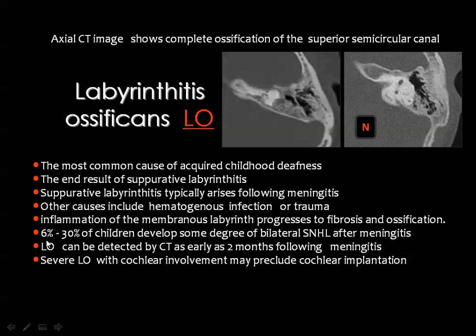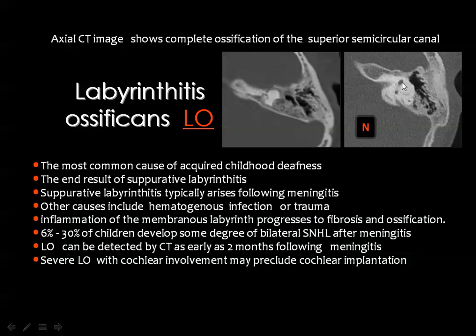There are less common causes, including hematogenous extension of the inflammatory process to the labyrinth or secondary to trauma. Then inflammation of the membranous labyrinth will lead to fibrosis, which will end by ossification. About 6 to 30% of the children will develop bilateral sensorineural hearing loss after an attack of meningitis. And you can detect the labyrinthitis ossificans as early as 2 months following this meningitis. And severe ossification of the labyrinth may preclude the possibility for cochlear implantation. And this is an example.